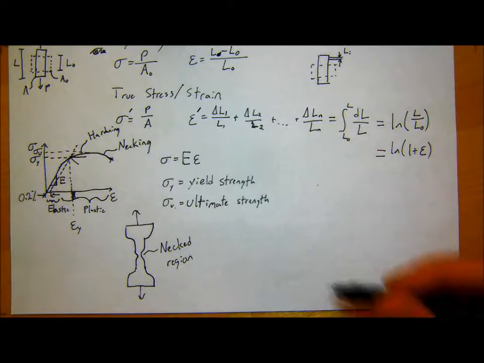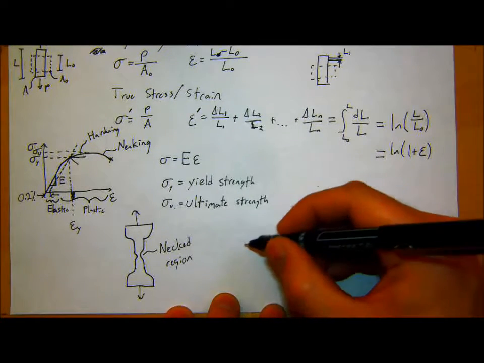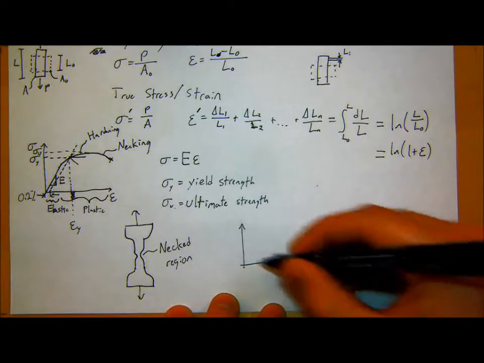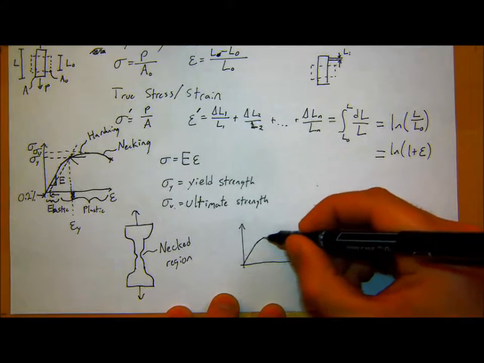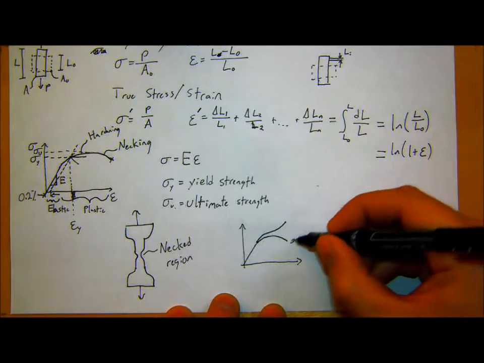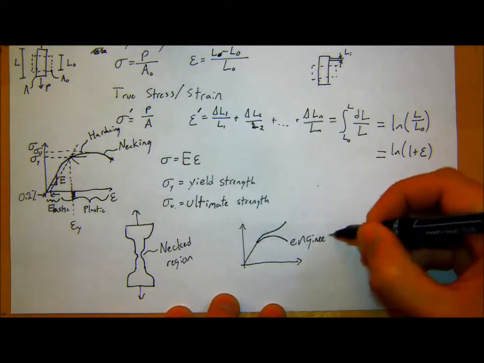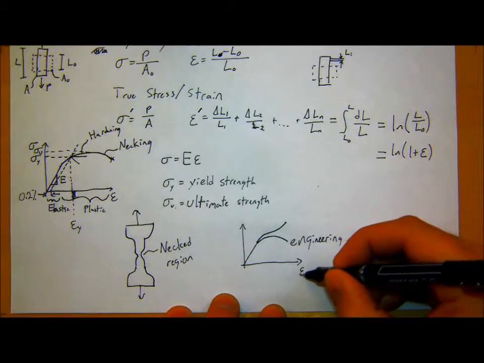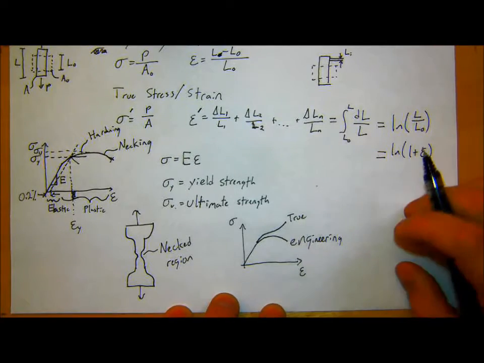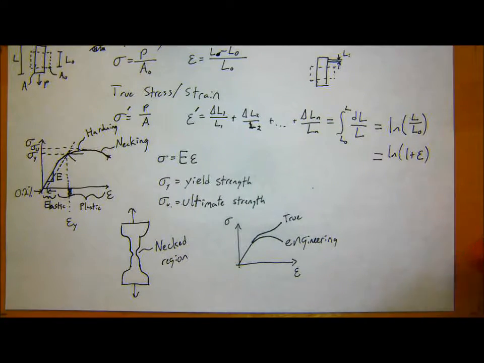If instead you took the true stress and strain, our engineering stress goes up and drops down. Our true stress-strain curve, then that drop in the stress would go away because it's sort of an artificial phenomenon from the geometry.